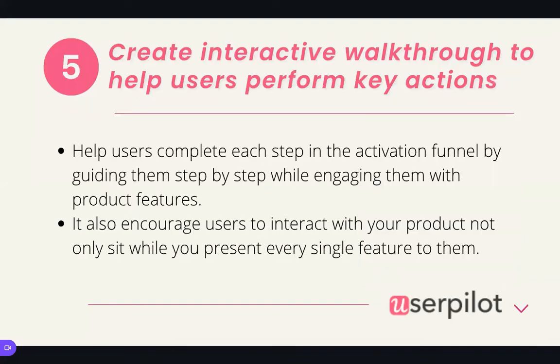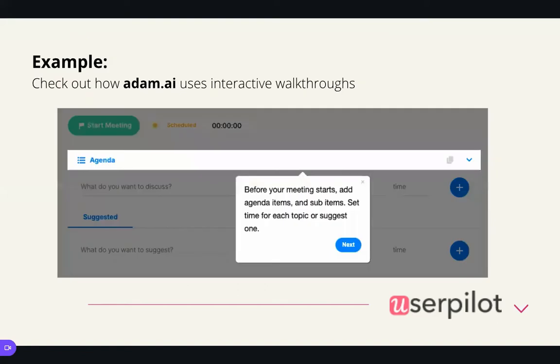The fifth step we have is creating interactive walkthroughs to help users perform key actions. You can provide users with actionable interactive walkthroughs on what to do next to help them activate. An example here I added is also Adam.ai. Inside Adam, there is a meeting room that has different sections: the agenda section, the tasks, attendees. In the interactive walkthrough that I like, Adam.ai shows that to start a meeting, you first have to create your agenda, right?